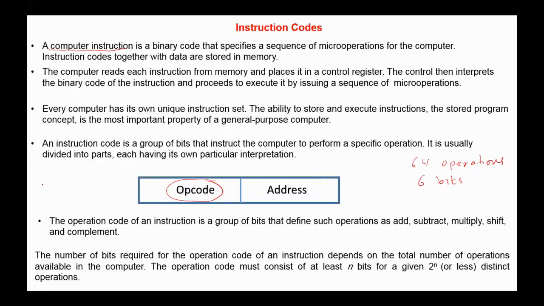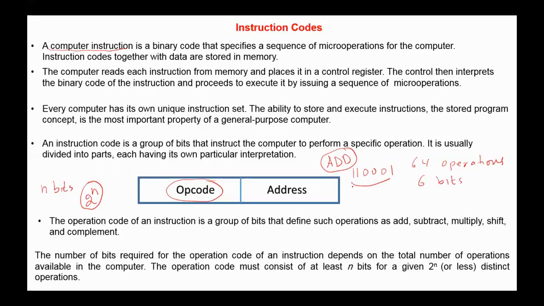In general, if the size of the operation code field is n bits, then we can encode 2 to the power n different operations. Suppose, for example, that the bits 110001 are assigned for the add operation.